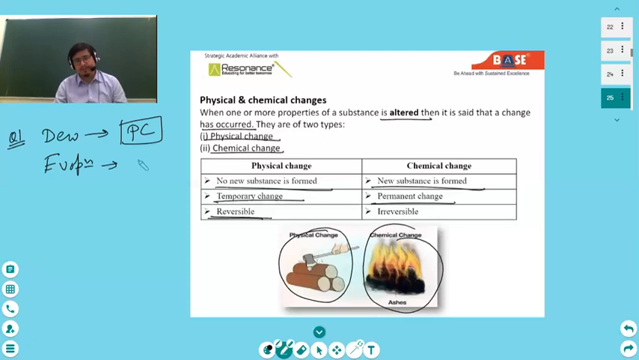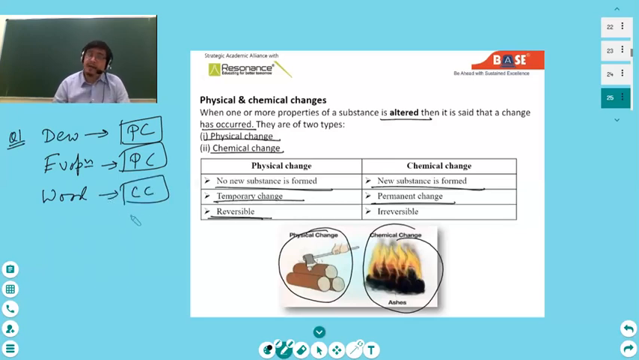Is it physical or chemical? That's right, it is a physical change. Suppose I talk about burning of wood. Suppose you burn the wood, physical or chemical? Burning of wood is a chemical change. Cutting of wood is a physical change.